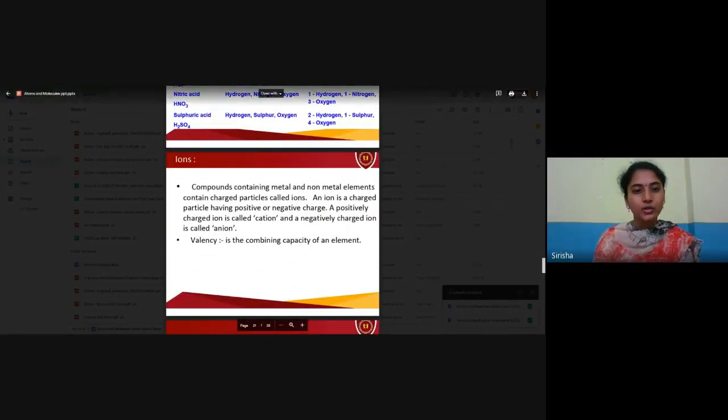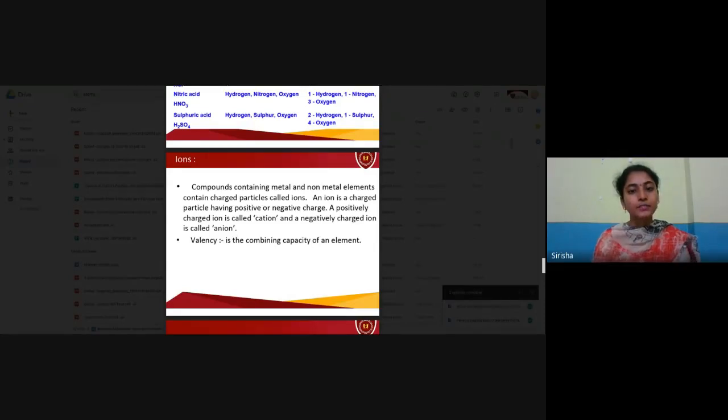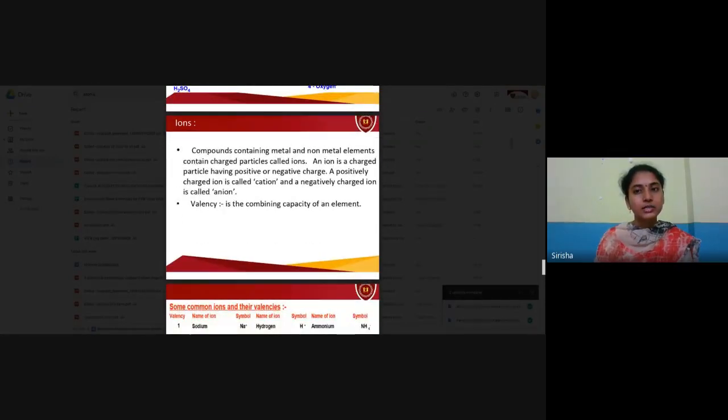Next, you shall see ions. Compounds containing metals and non-metals contain charged particles called ions. Everybody knows ions are charged particles. They can have a positive charge as well as a negative charge. A positively charged ion is called a cation and a negatively charged ion is called an anion. For example, in sodium chloride, Na plus and Cl minus: positively charged Na is called a cation and negatively charged chlorine Cl minus is called an anion.